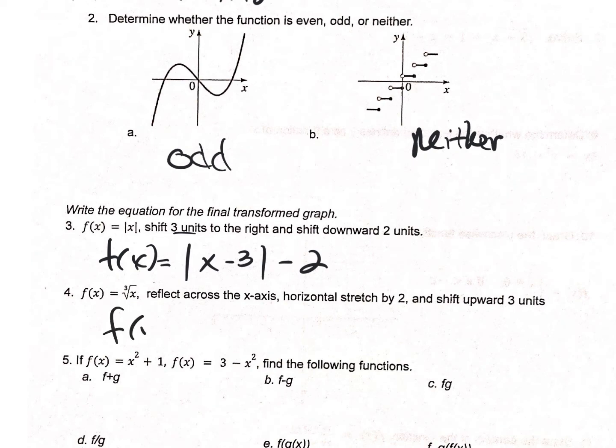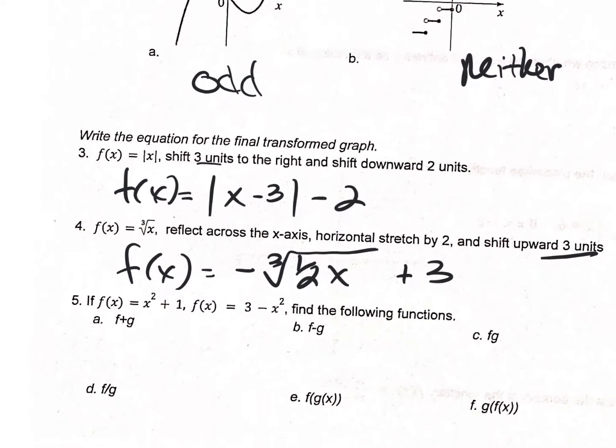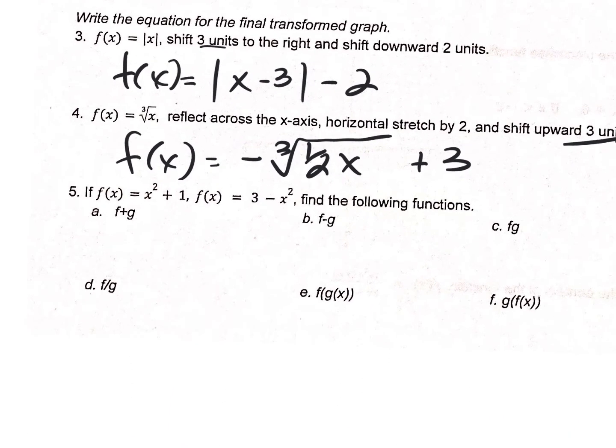Number 4, we're doing the same thing, just those transformations again. It says reflected across the x, which means the negative's outside. It says horizontal stretch by 2. Remember, the horizontal stretch and shrink are reciprocal. So because it says 2, I'm going to put the reciprocal in front of the x, and it says upward 3. That means the plus 3 is outside. And there you go.